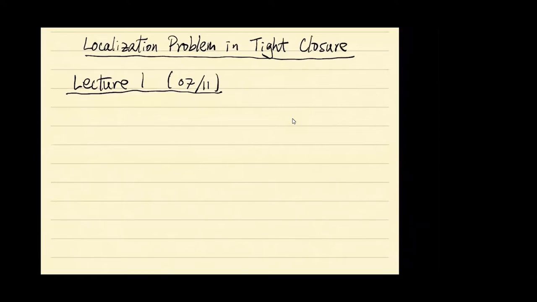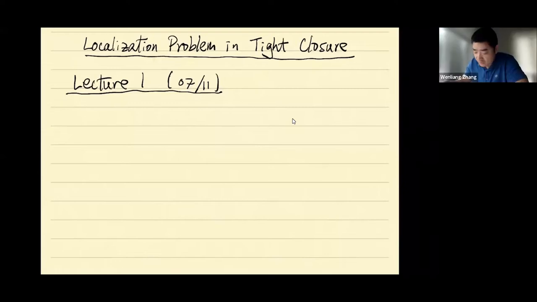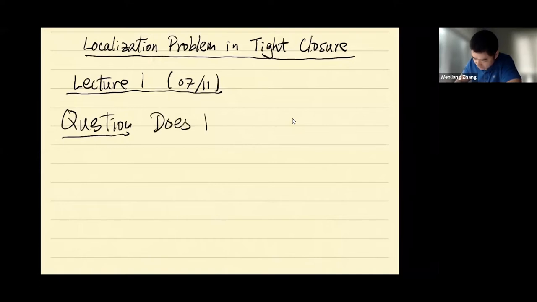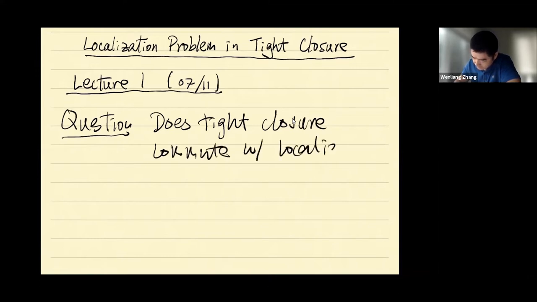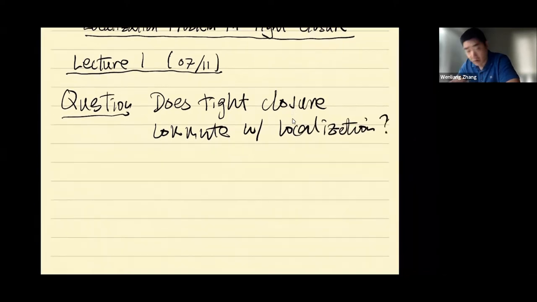All right, so since the introduction of tight closure, there is one persistent question. So let me just state that question first, and we'll try to answer that right away. Does tight closure commute with localization? Now, this question was open for almost 20 years, and then Holger Brenner and Paul Monsky answered in the negative. So it does not in general.